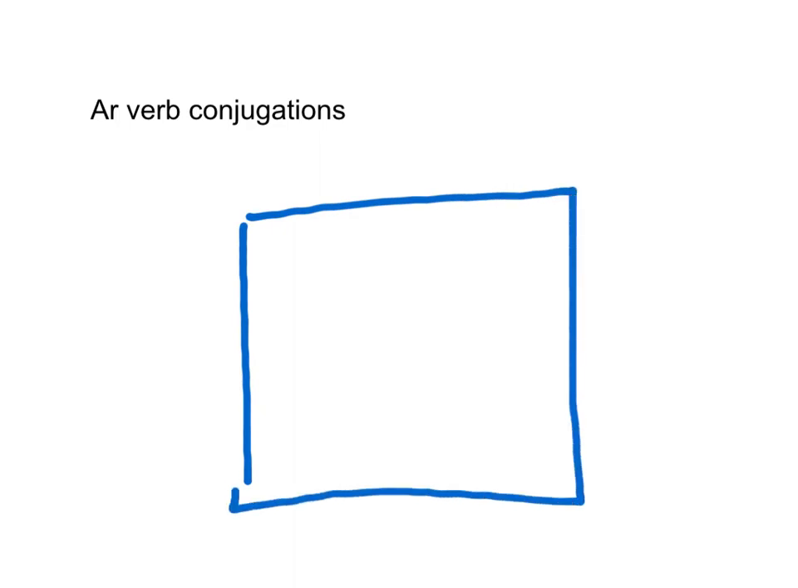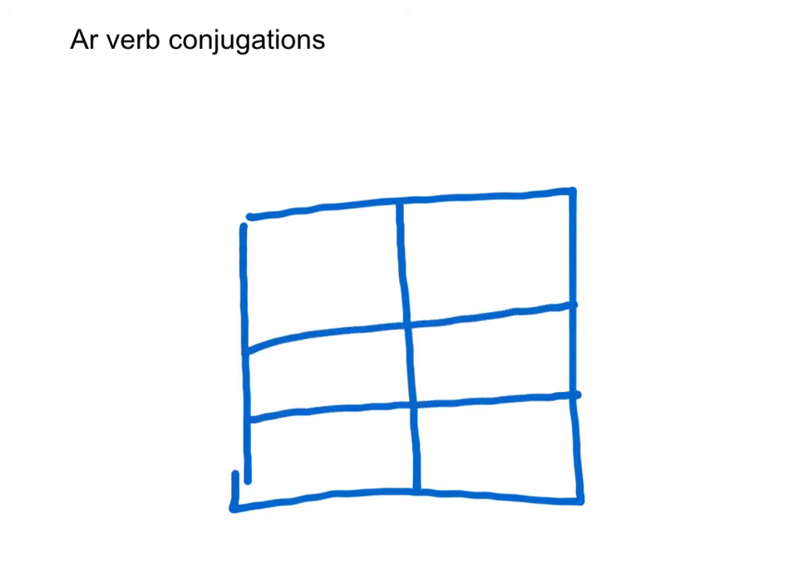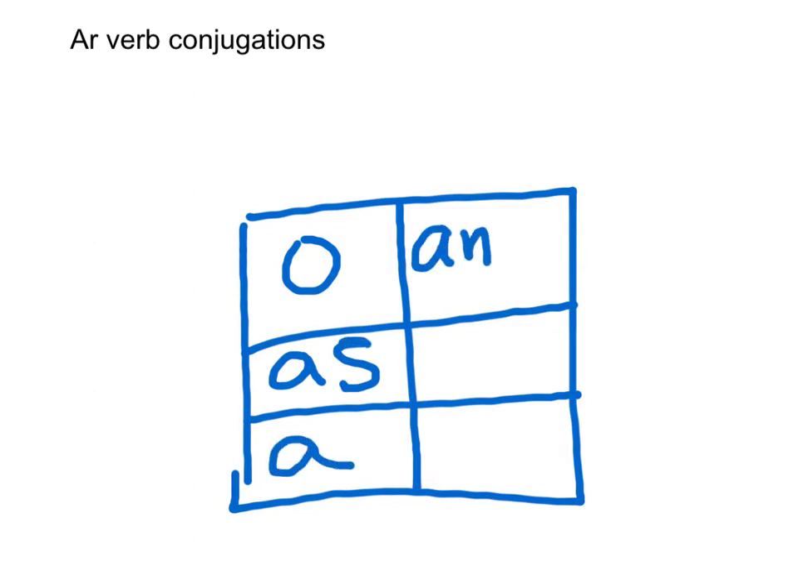AR verb conjugations. Make sure you know how to conjugate an AR verb. Remember our little chart. We fill in with the endings. Yo, o; tú, as; él, a; nosotros, amos; vosotros, ais; ellos, an.